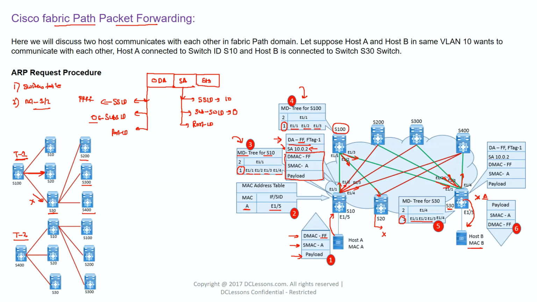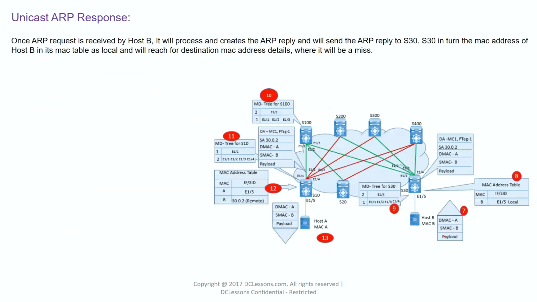Okay. Now, once the ARP request is sent to host B, host B will reply with an ARP reply. So let's see how the unicast ARP response happens. Again, host B will send an ARP reply with payload A, source MAC address B, destination MAC address A. Why? Because it has learned the host A MAC address.